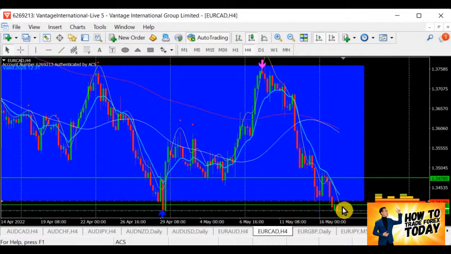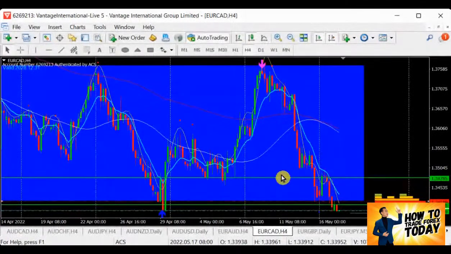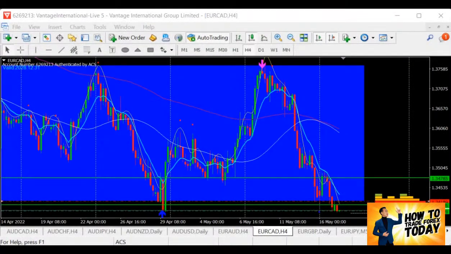So since we are on the support area, I suggest that with EuroCAD it is good to wait for it to break the support, and once again test the support to become a resistance before we take action. So EuroCAD is something that we can also take a look at, because it seems that today Euro is quite weak.